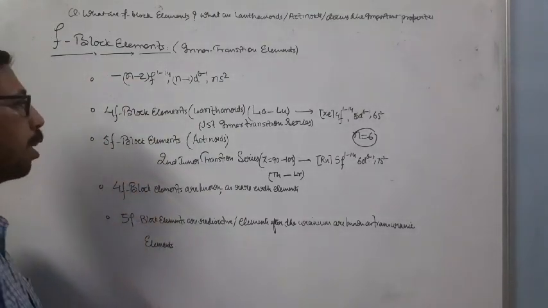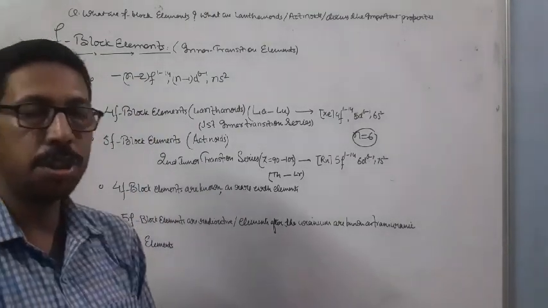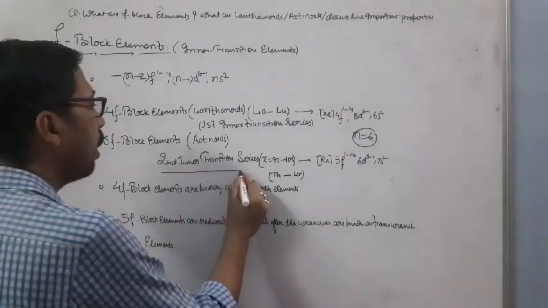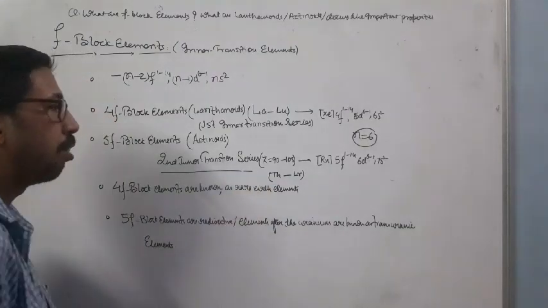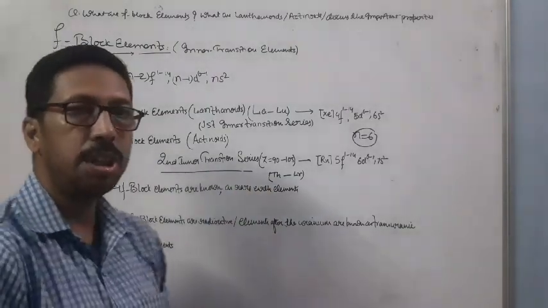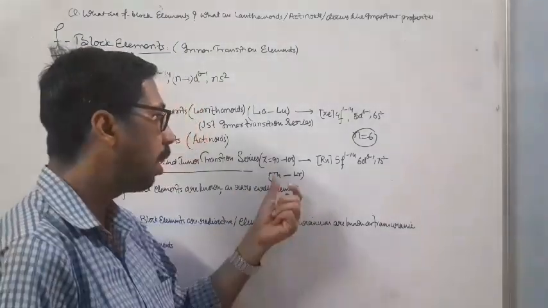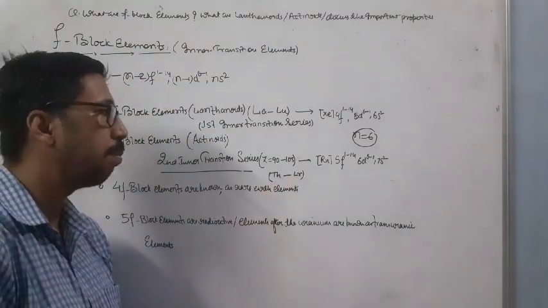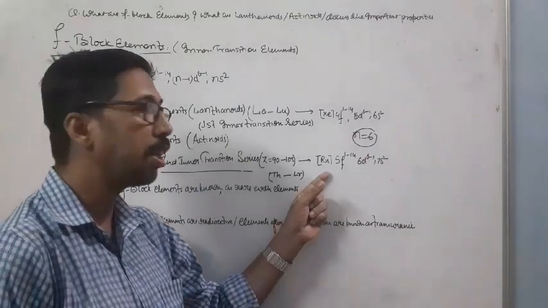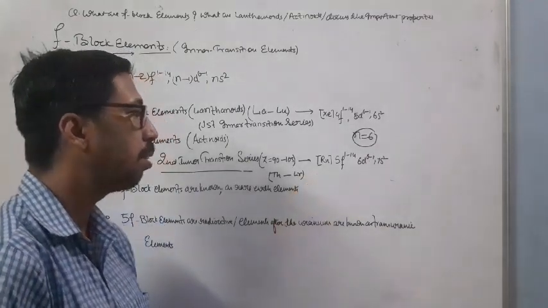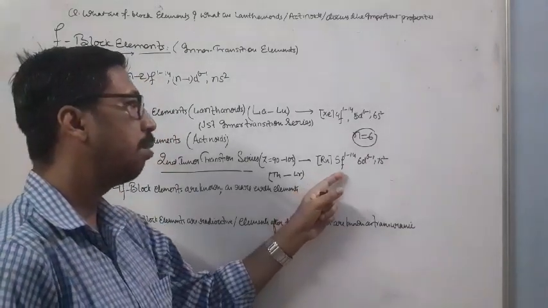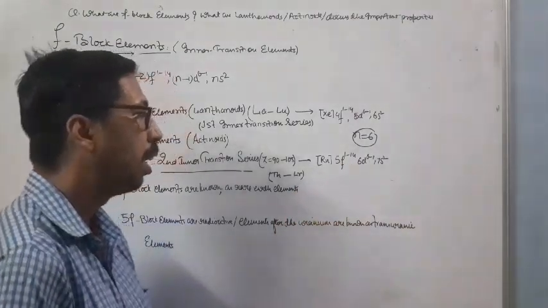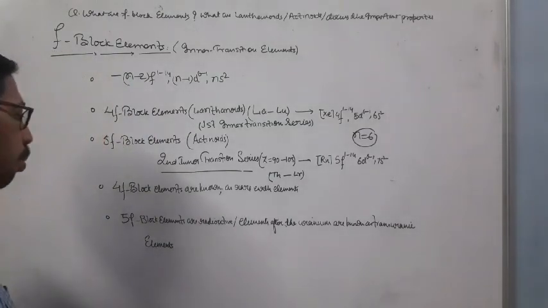In case of 5f block elements, which are known as actinides or the actinide series, also known as the second inner transition series, they start with the element having atomic number 90 to 103, that is thorium to lawrencium, and the general electronic configuration is [Rn] 5f1 to 14, 6d0 to 1, and then 7s2.